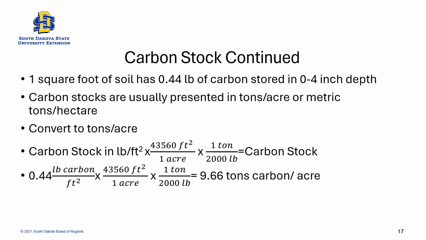And carbon stocks are usually presented in tons per acre and not pounds per square foot. So to convert the pounds per square foot to tons per acre that is in the 0 to 4 inch depth, you multiply times 43,560, which is how many feet squared are in an acre, and then divide by 2,000 pounds, which is how many pounds is in a ton, and then you get that there's 9.66 tons in an acre of carbon stored in the 0 to 4 inch depth.